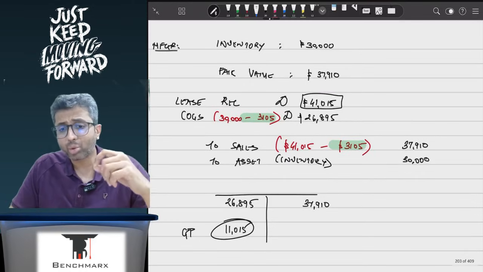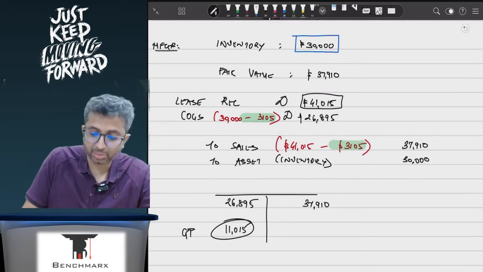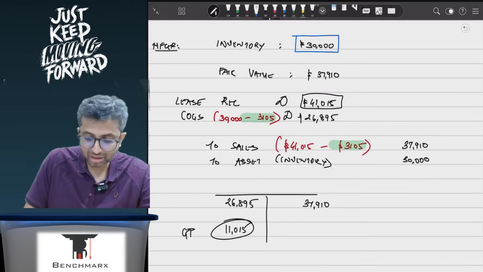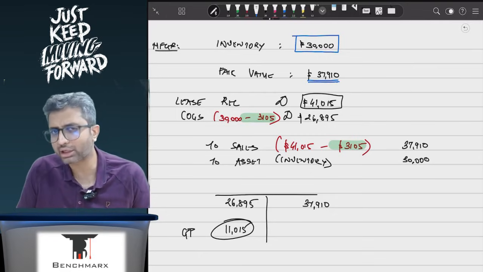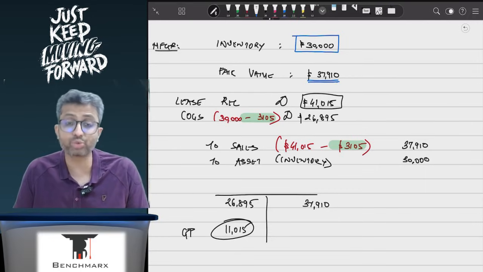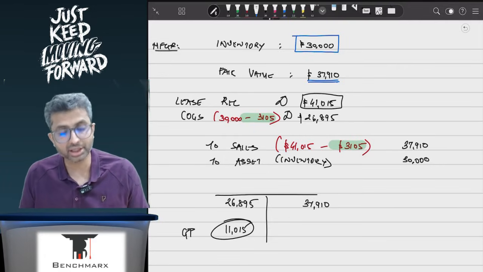Okay. However, what if it is a manufacturer? Achha, if it's a manufacturer, maybe in my books the inventory appears at 30,000 and the fair value is 37,910. So over here there can be a slightly complex adjustment where you might say debit what comes in, credit what goes out. Well, the asset is going out, so inventory will be credited.